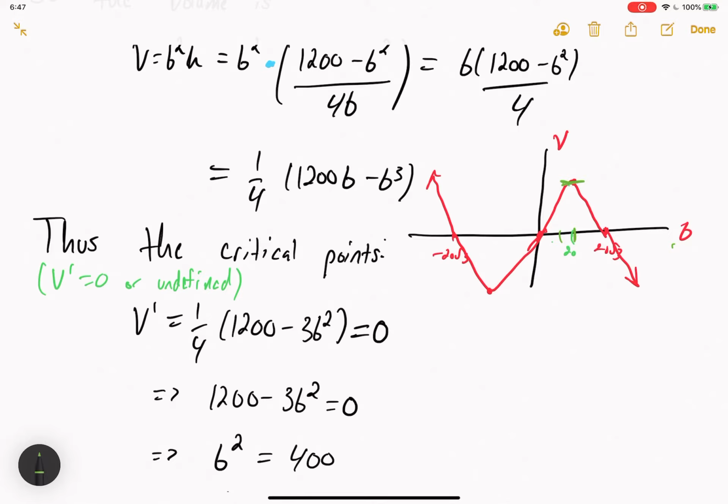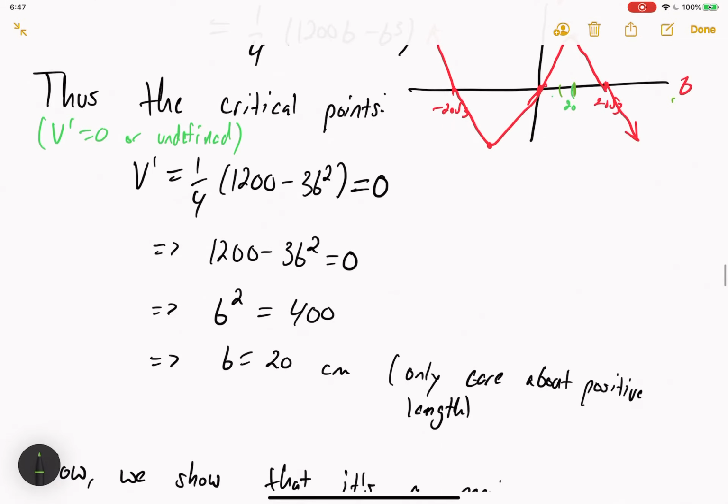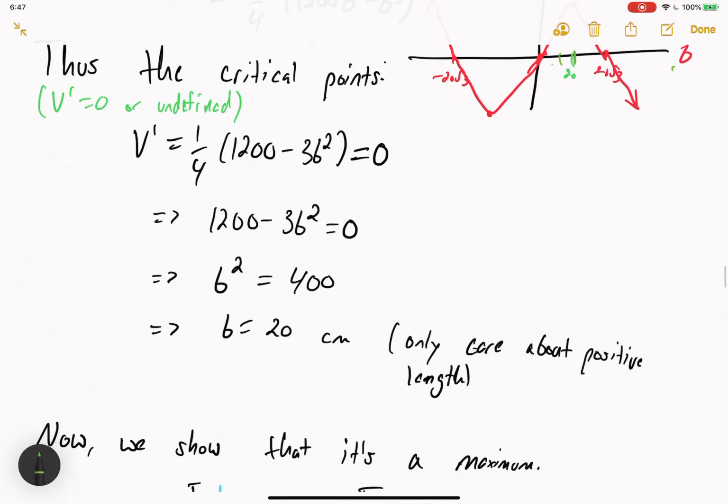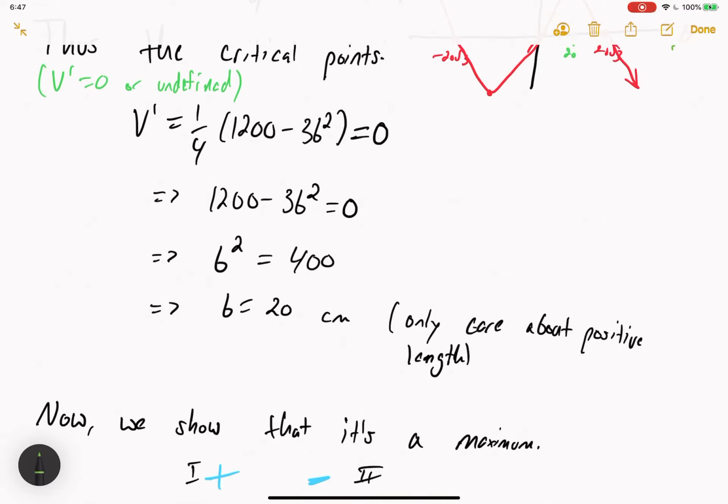So we take a derivative and we find the critical numbers because we know those correspond to maximum and minimum. So that's what we do. We find v prime, we set it equal to 0. v prime is just 1/4 times (1200 minus 3b squared). Set it equal to 0, we should get b squared is equal to 400 eventually. We get b is equal to 20, because really you get plus or minus 20, but we only really care about positive length, so we just drop the negative version.